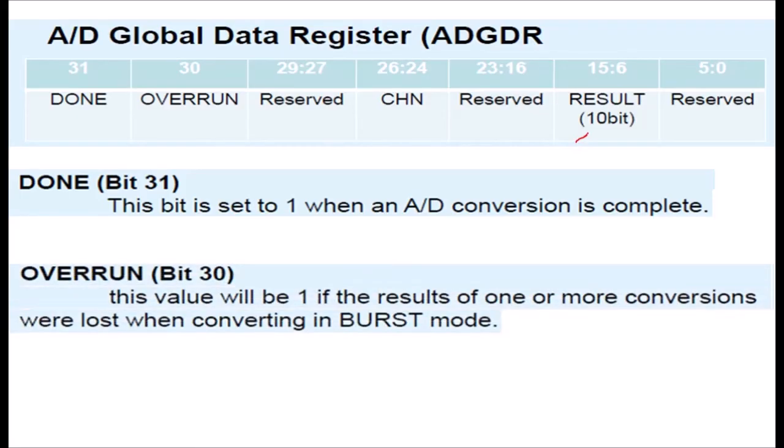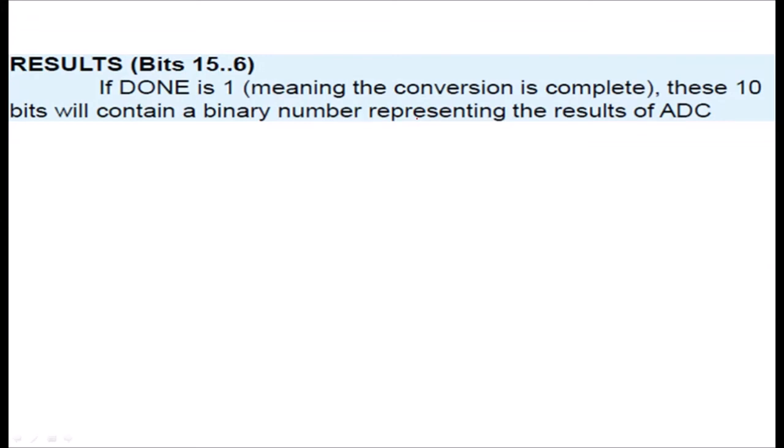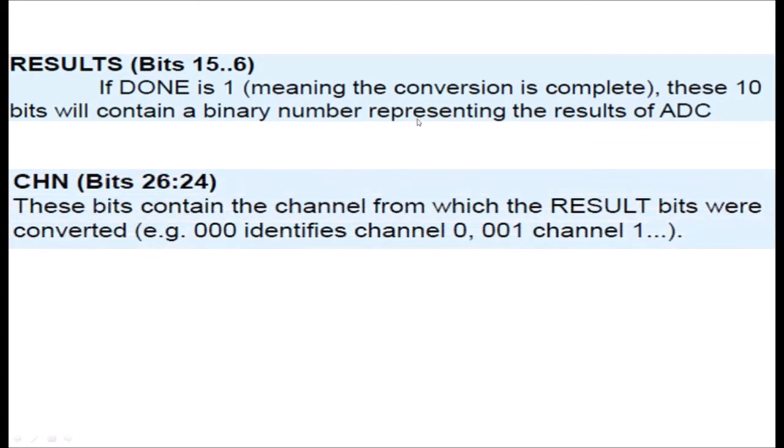Overrun: if there is some error and the working is not proper, this bit is set to 1. Then these bits are reserved. Then CHN is the channel number. For the channel, these bits contain the channel from which the result bits were converted. So if it is 000, then it is channel 0. If 001, then the channel is 1, and so on. The channel number will be stored here.